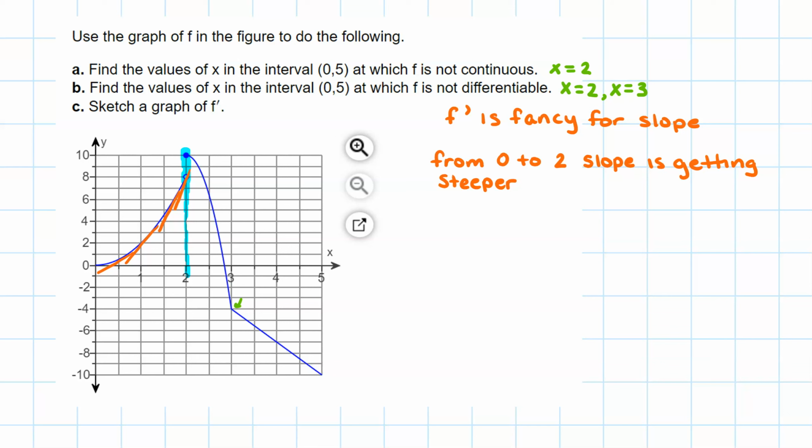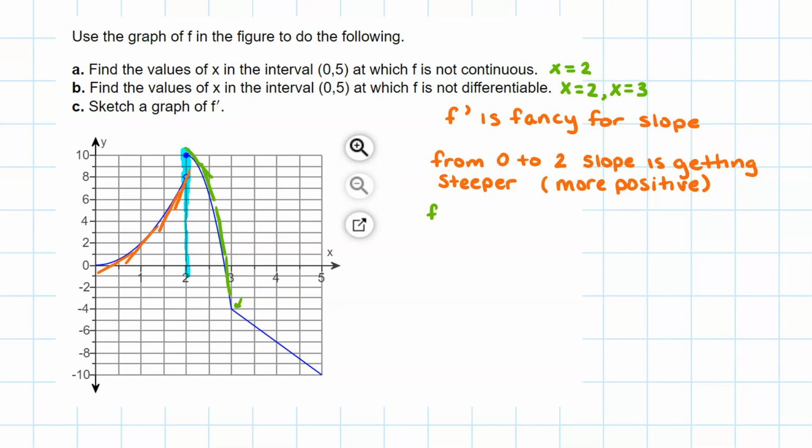So what does that mean? It means your slope is getting larger, right? So steeper and steeper, it means more positive. Now, what's happening here in this next part? So think of this slope, and then this slope, and then this slope, and then this slope. So those slopes are negative, right? And they're getting more and more negative.